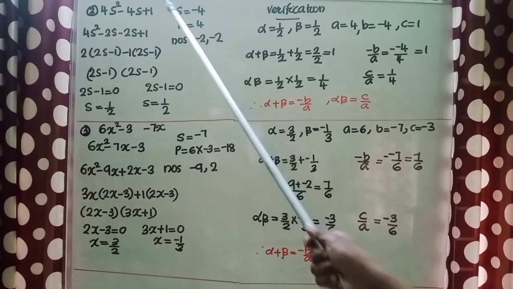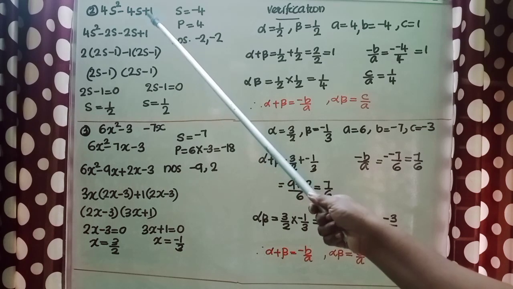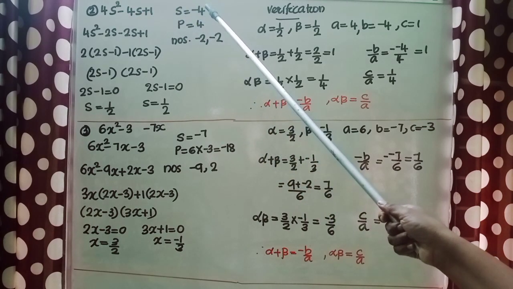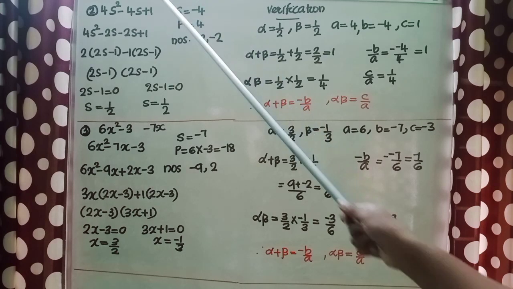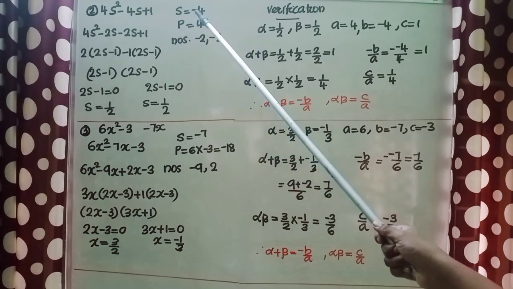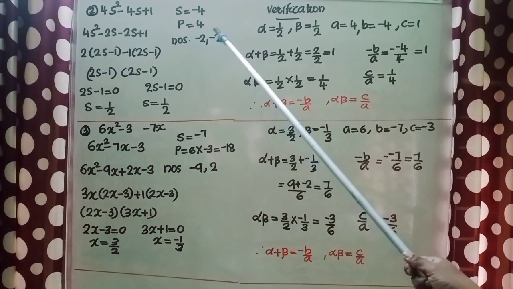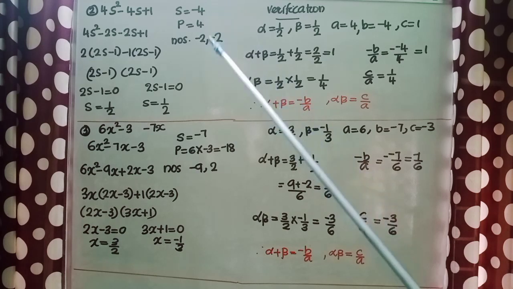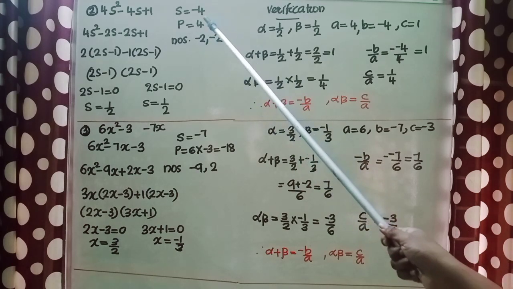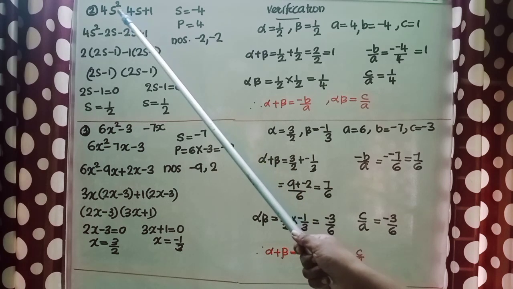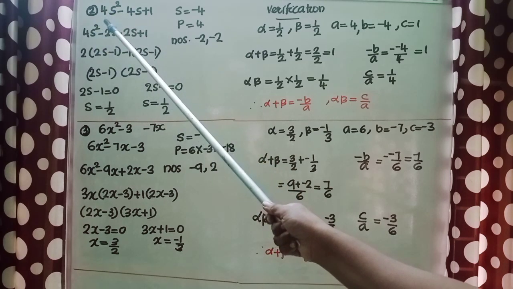Second question, 4s² − 4s + 1. Here the sum is −4 and the product is 4 into 1, that is 4. Therefore, the numbers are −2 and −2. −2 plus −2 is −4, and −2 into −2 is 4. So, let us split the middle term. We get 4s² − 2s − 2s + 1.